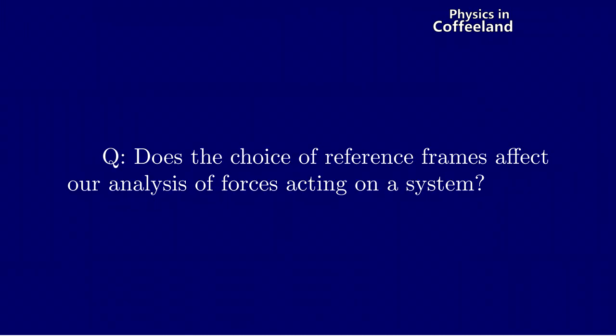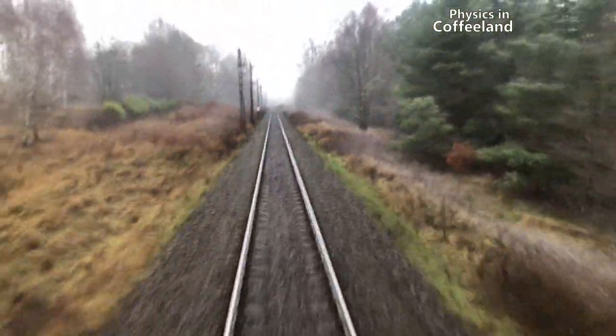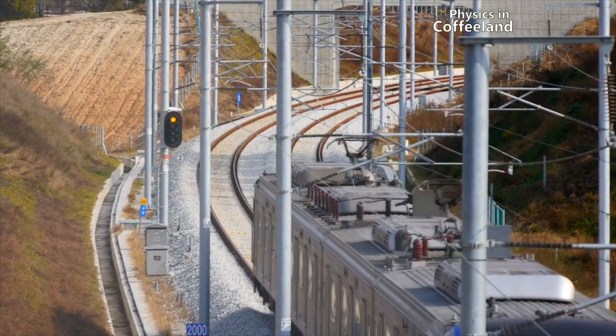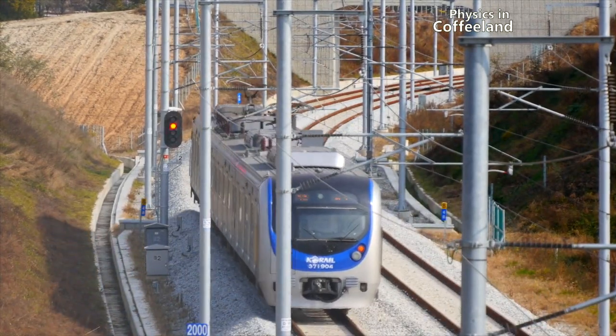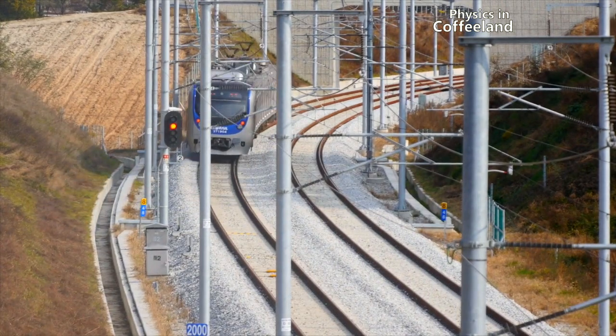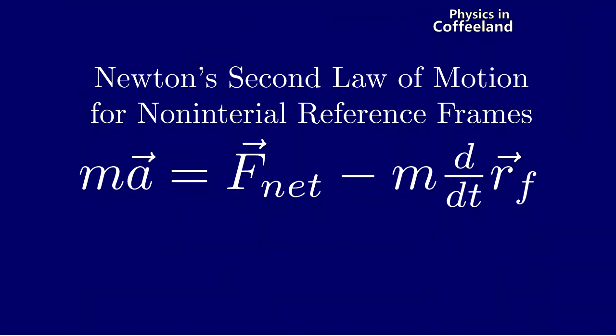Question: does the choice of reference frames affect our analysis of forces acting on a system? Yes. These laws of motion are applicable only on inertial reference frames with constant velocity. If the reference frame is accelerating, a fictitious force arises. This force does not exist in all reference frames. It only exists in the accelerating reference frame. Fortunately, the fix is simple. A term to account for this fictitious force is simply added to the original statement of the second law.